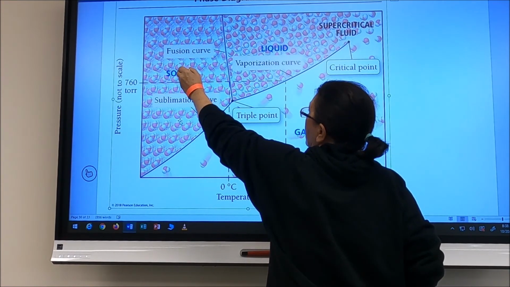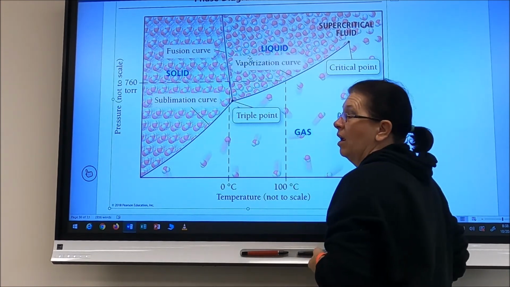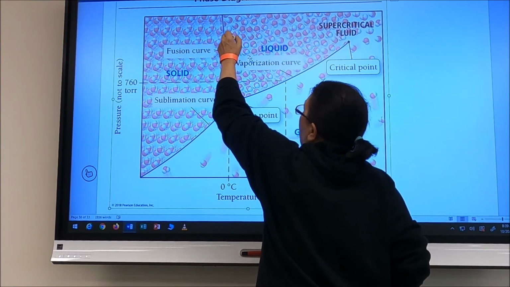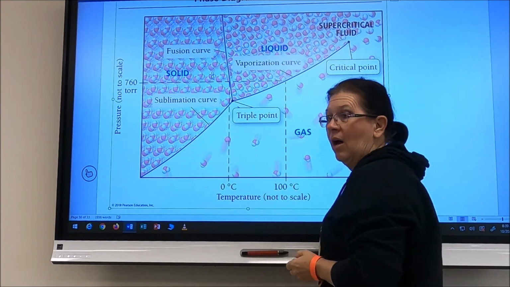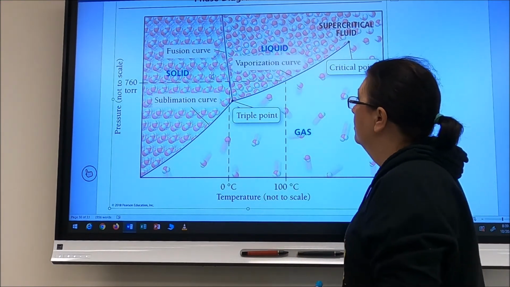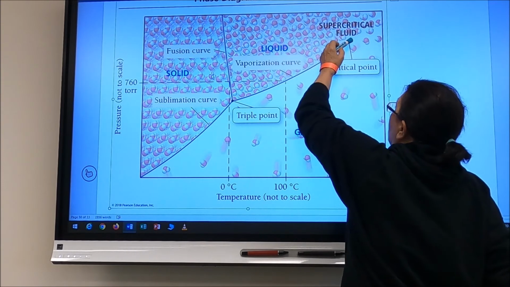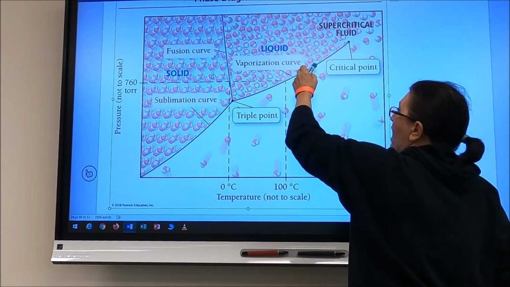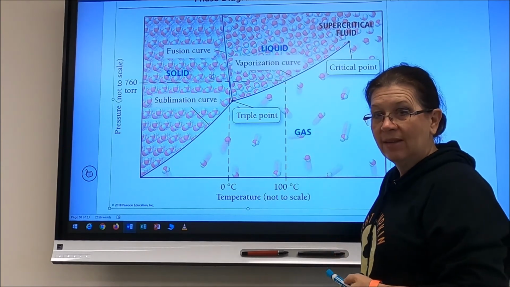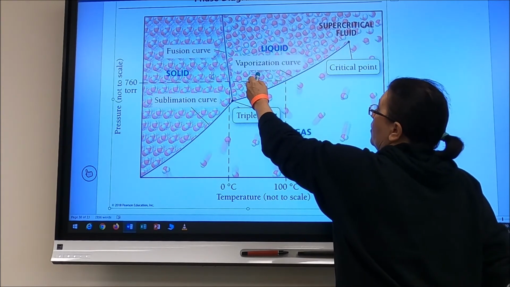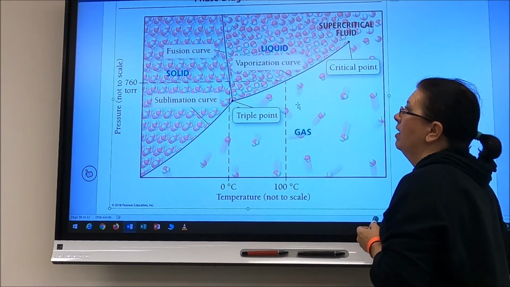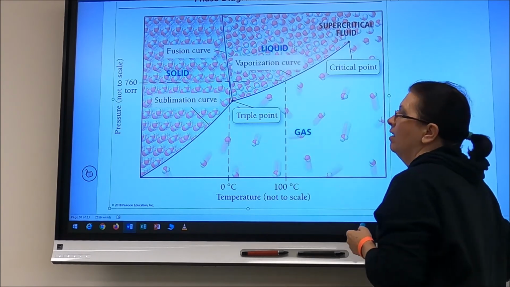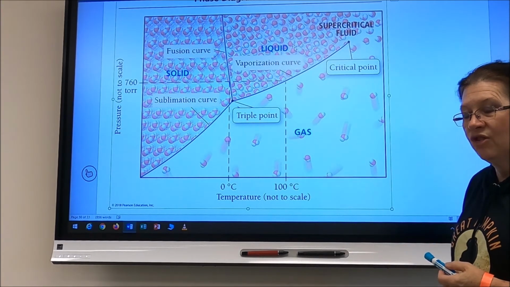If I went from a point here to a point here, I would be doing melting. If I went here to here, I would see freezing. Okay? Along this line right here, it's the evaporation curve. Along that line, we're going to have the liquid and the gas phase in equilibrium with each other. So if I went from here to here, that would be evaporation. And if I went from there to there, that would be condensation.